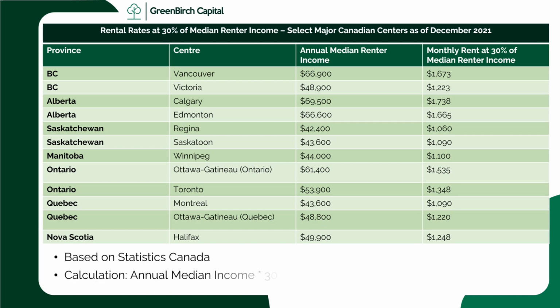Where a property is located outside of these major centers, then median renter income is either defined as the median renter income of a nearby major center, along with evidence that the demographics of the location your property is in is similar to the demographics of the nearby major municipality. Otherwise, you have to use the median renter income for what CMHC defines as rural median renter income for that province.